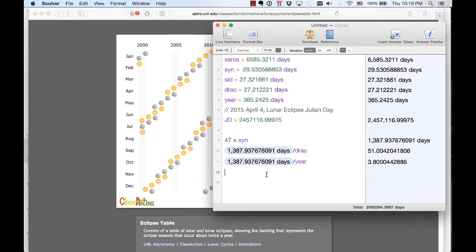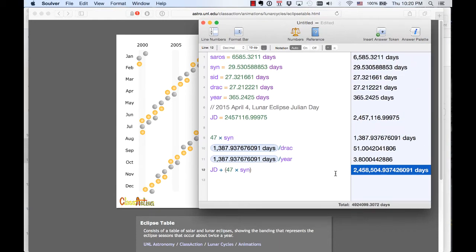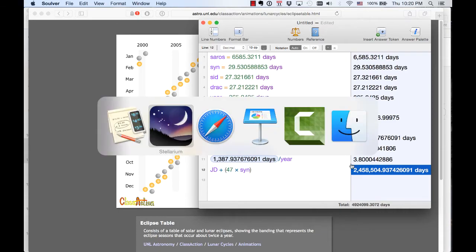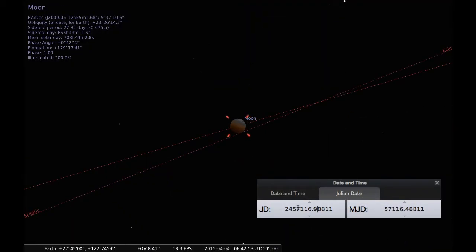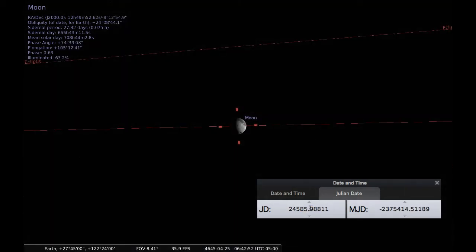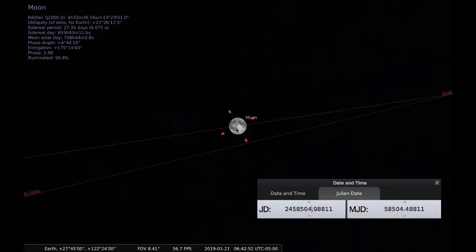So let's just add 47 synodic months. So 47 times SYN. That's the new Julian day number. Now, unfortunately, Stellarium doesn't accept cut and paste from other applications. I guess that's being cross-platform. That's one of the drawbacks. So I got to put this in manually. 2458504. So 8504 are the 4 digits here. 8504. All right, there we have the correct phase.